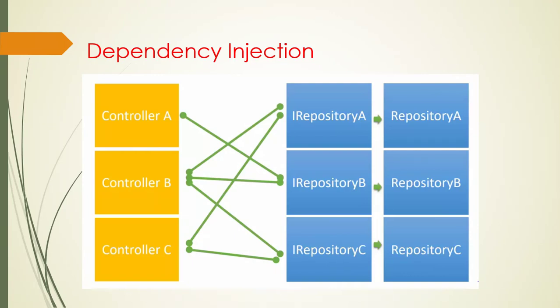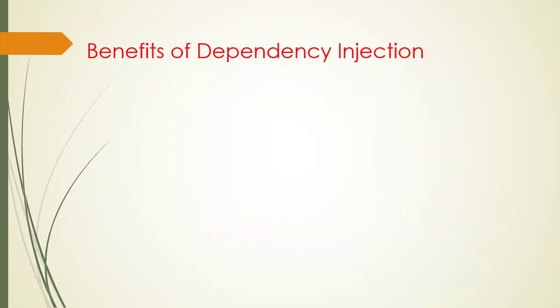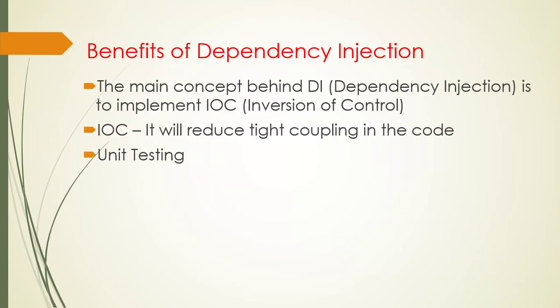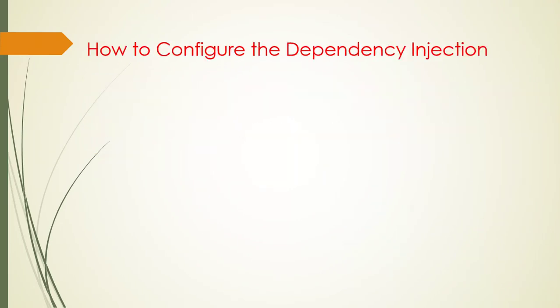Now, let's see the benefits of dependency injection. The main concept behind dependency injection is to implement inversion of control. Inversion of control will reduce tight coupling in the code. Unit testing: if you are creating the instances using dependency injection, then it's very easy to write unit test cases. Now, let's see how to configure dependency injection in ASP.NET Core Web API application.